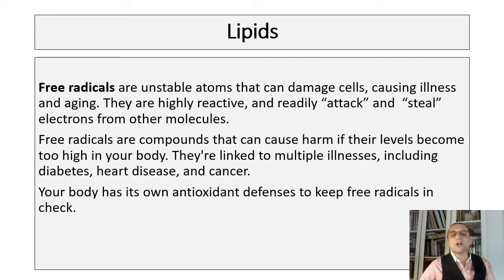During an oxidation reaction, free radicals form. Free radicals are unstable atoms that can damage cells, causing illness and aging. They are highly reactive and readily attack and steal electrons from other molecules. Free radicals are compounds that can cause harm if their levels become too high in our body. They are linked to multiple illnesses, including diabetes, heart disease, and cancer. Your body has its own antioxidant defense to keep free radicals in check.